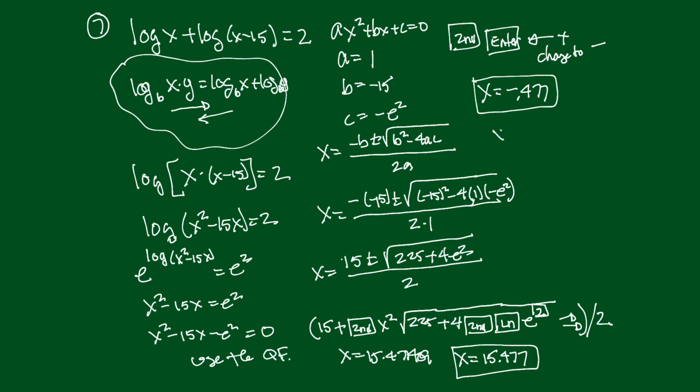So I'm getting these two values for x. I'm getting 15.477 as well as negative 0.477.